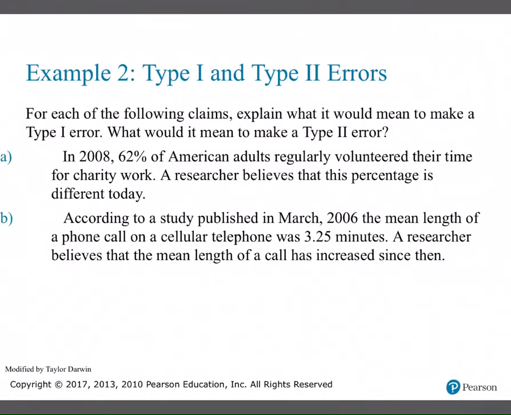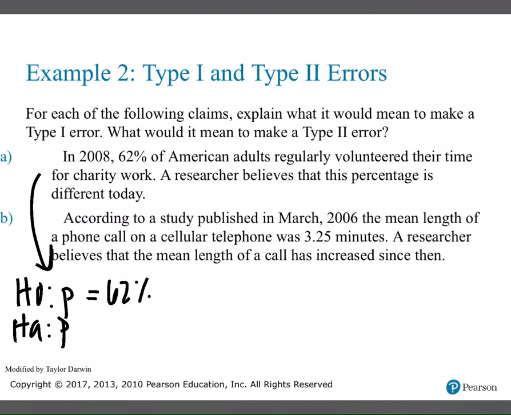Okay, for each of the following claims, explain what it would mean to make a type 1 error. What would it mean to make a type 2 error? So for A, 62% of adults regularly volunteered their time for charity work. A researcher believes this percentage is true. So for A, I'm going to do this down here. I'm going to state my null and alternative again. We've already done this one, but we already created the test, I would say. We believed it was different, so not equal to 62%.